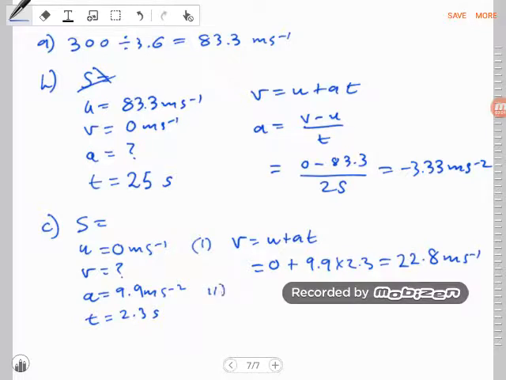Now part 2, we want to know how long the runway needs to be. So we're going to calculate s this time, and this equation will work just fine. I believe that v squared equals u squared plus 2as is okay as well, but this one already has s as the subject, so no rearranging required. 9.9 by 2.3 squared. If you put all that into the calculator, we get that the runway needs to be 26.2 meters long.